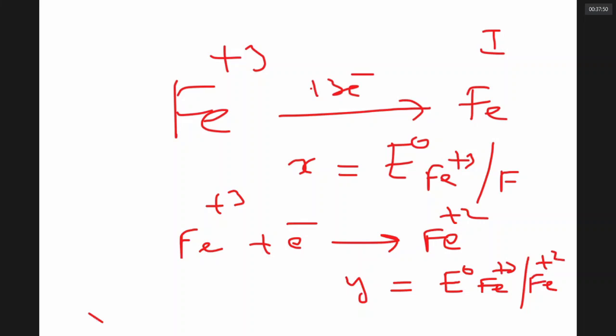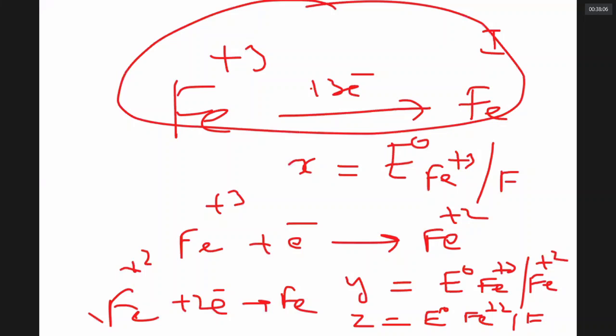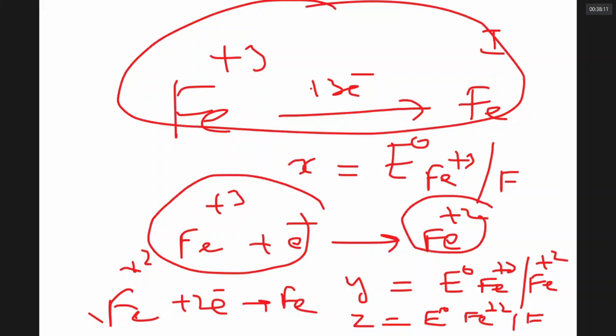The third possibility: iron plus 2 is gaining 2 electrons to become iron. Now, Z is equal to E0 of Fe plus 2 by Fe. It means iron plus 3 can gain all 3 electrons in one step, or iron plus 3 can gain 1 electron in one step. Again, it can gain 2 electrons in the second step. Now, what is the relation between X, Y, and Z, sir?